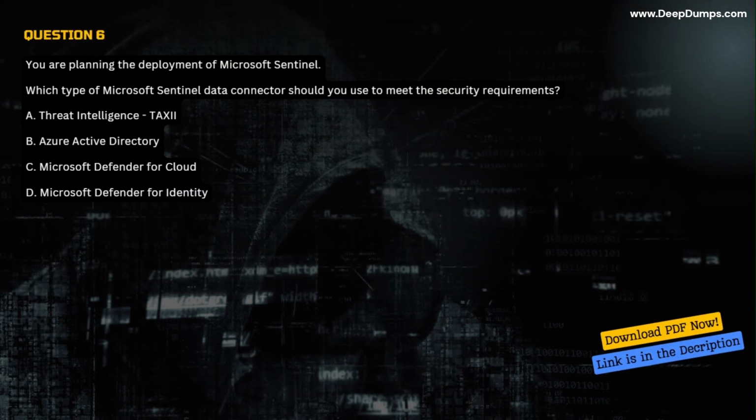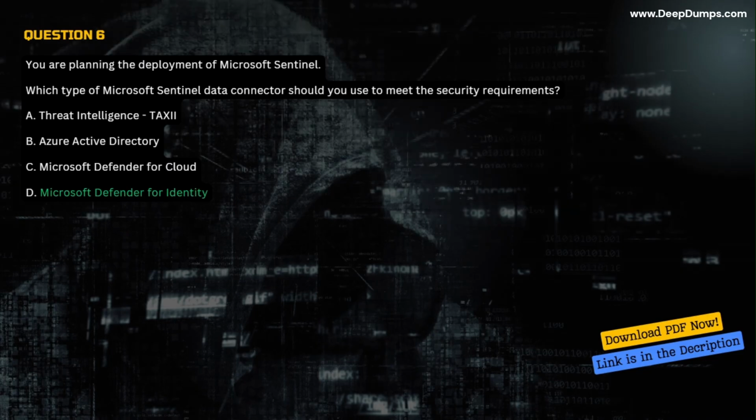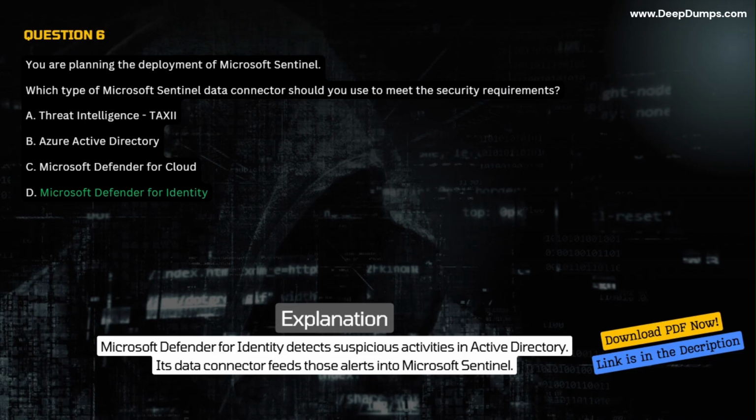Question 6. You are planning the deployment of Microsoft Sentinel. Which type of Microsoft Sentinel data connector should you use to meet the security requirements? A. Threat Intelligence TAXII. B. Azure Active Directory. C. Microsoft Defender for Cloud. D. Microsoft Defender for Identity. Correct answer, D. Microsoft Defender for Identity. Explanation. Microsoft Defender for Identity detects suspicious activities in Active Directory. Its data connector feeds those alerts into Microsoft Sentinel.